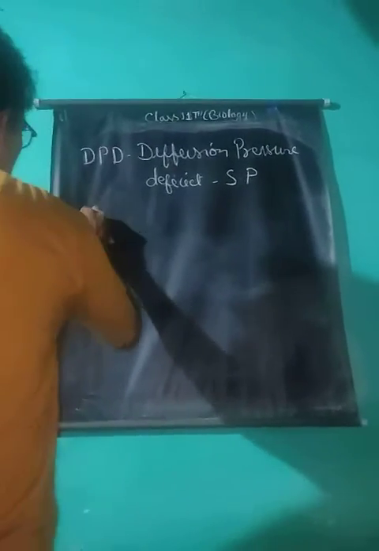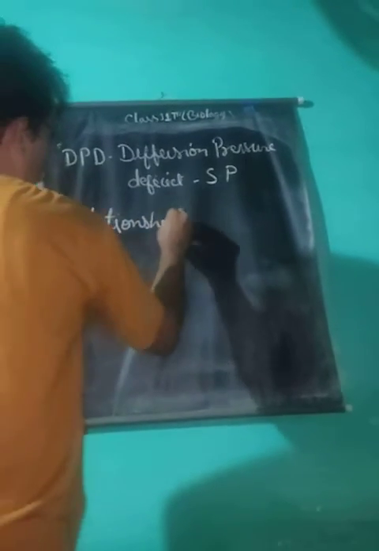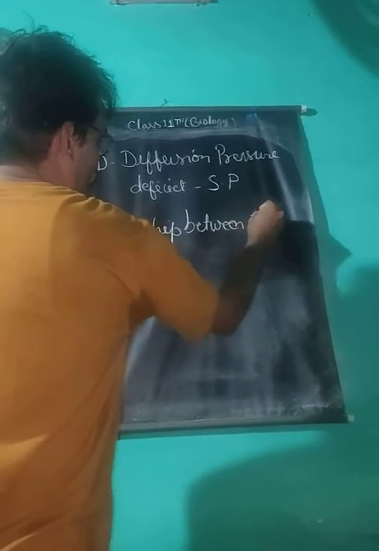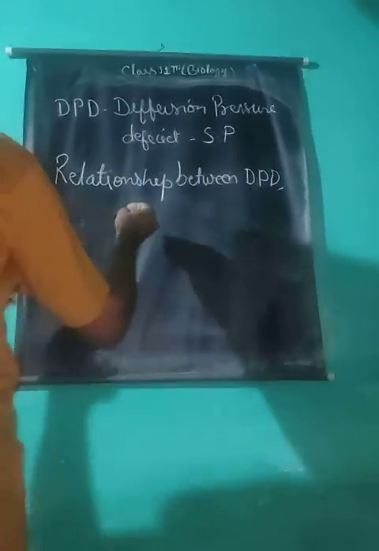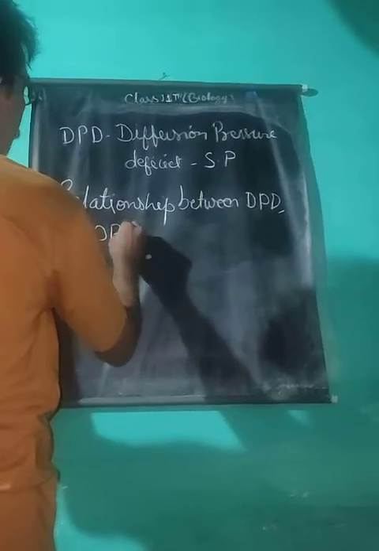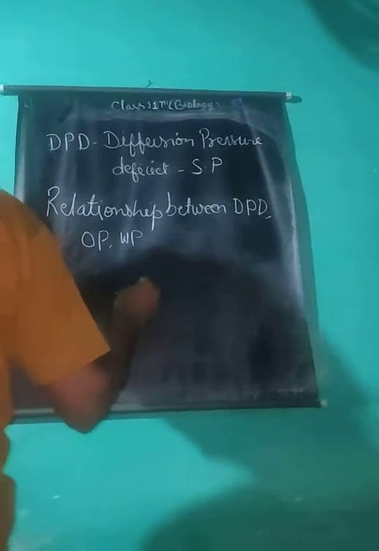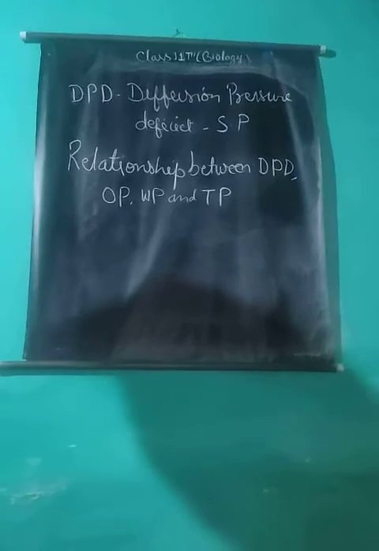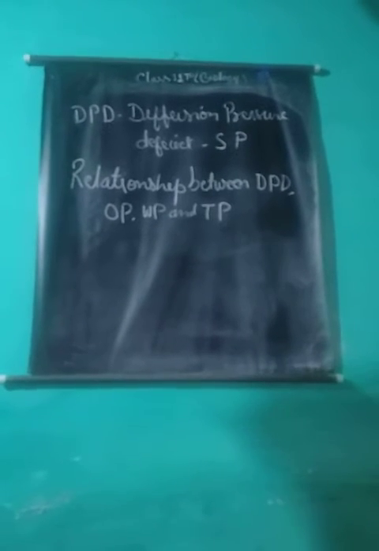The relationship between DPD, osmotic pressure, wall pressure and turgor pressure. Relationship between diffusion pressure deficit, osmotic pressure, wall pressure and turgor pressure.